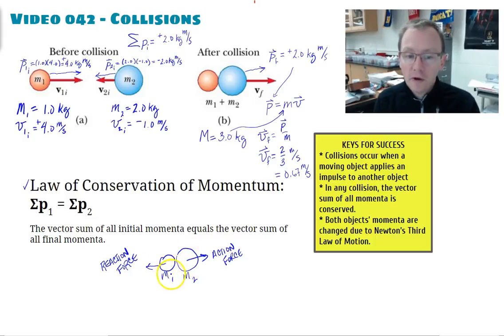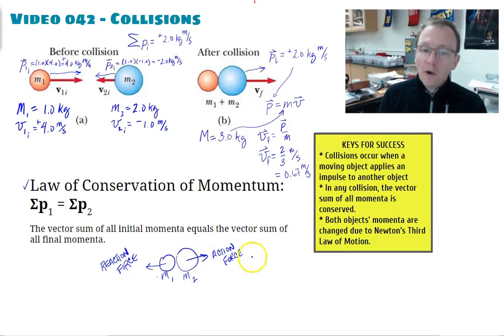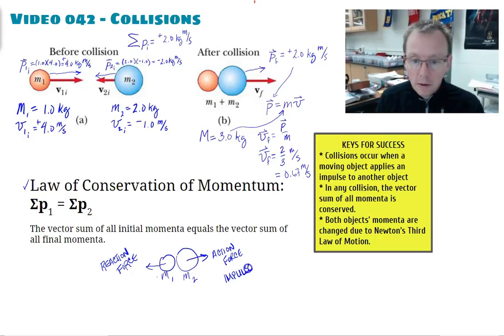Because for every force, there's also a reaction force. In every interaction, there's always a pair of forces that act on different objects. And so that's why both objects are going to change their motion, and therefore their momentum. We could call those forces, because they're applied over a certain period of time, an impulse if you wanted to. So we've got an impulse here, and we've got an impulse here.